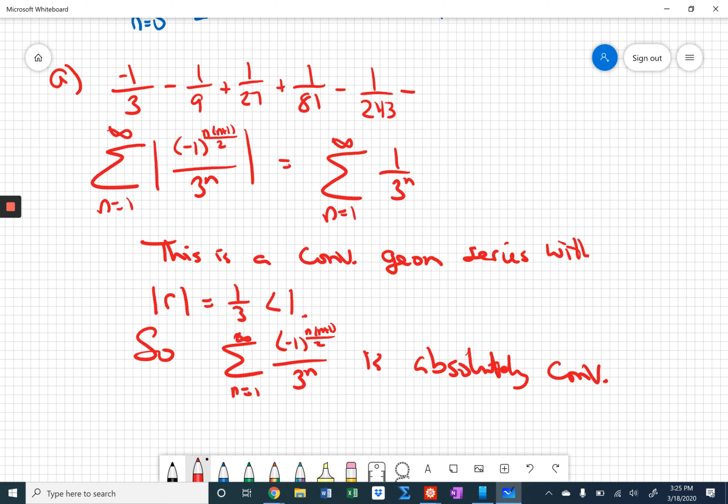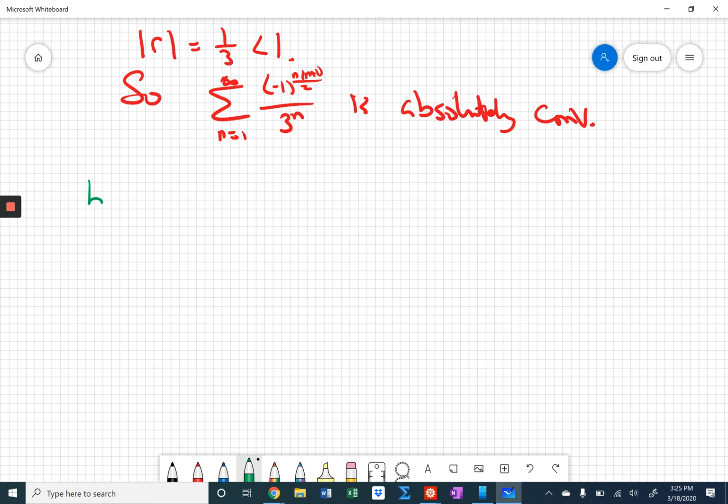So please pause the video and try part B on your own and see what you can come up with. Part B is the sum from n equals 1 to infinity of -1 to the n over the natural log of n plus 1.